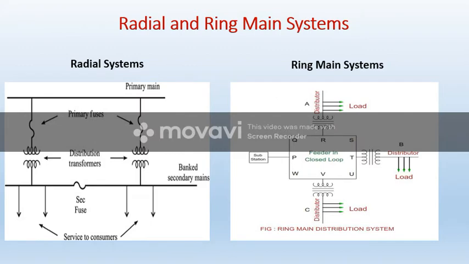Radial and ring main systems. Radial systems: primary main and secondary mains with fuses in between, primary side distribution transformers connected, secondary fuses connected with the service to the consumer's part. Ring main systems: the feeder is in a closed loop connected with a number of loads in the distribution system along with the transformer connections.